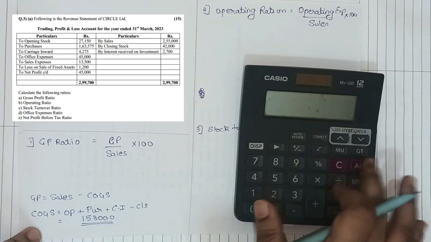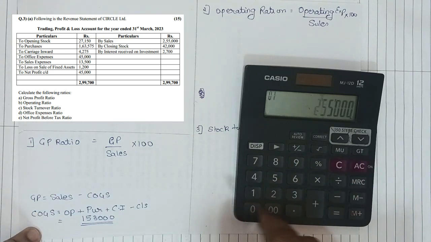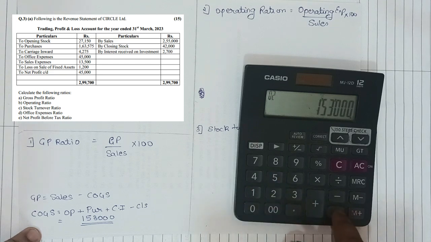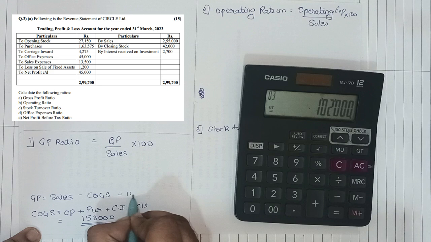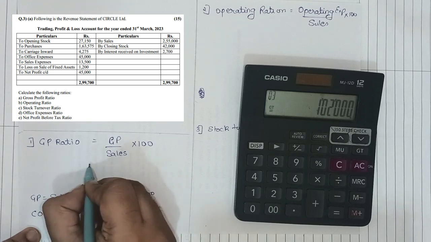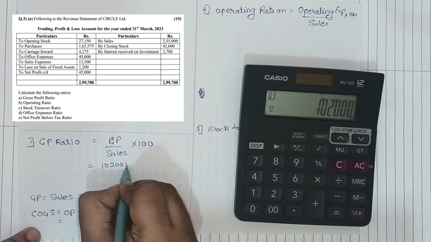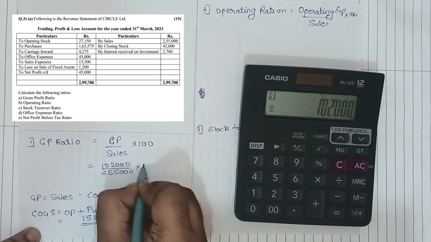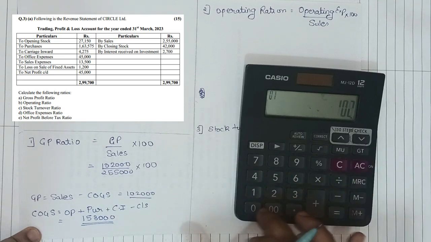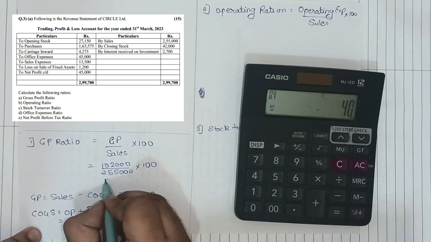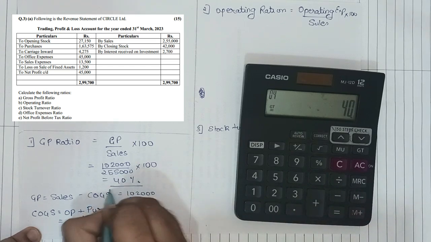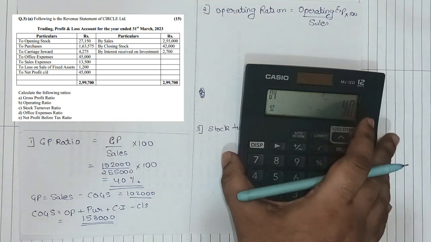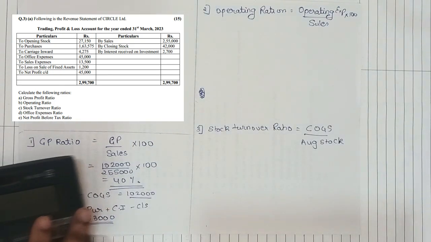So sales is 2,55,000 minus 1,53,000. So we get a GP of 1,02,000. So I can use this in the formula 1,02,000 upon sales 2,55,000 into 100. So 102,000 divided by 2,55,000 into 100. So we get the GP ratio as 40 percent.